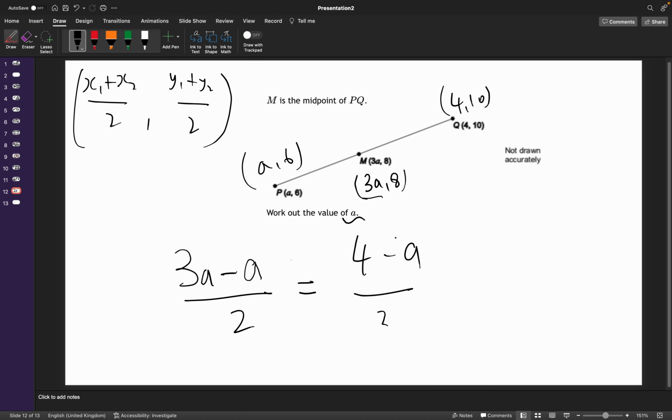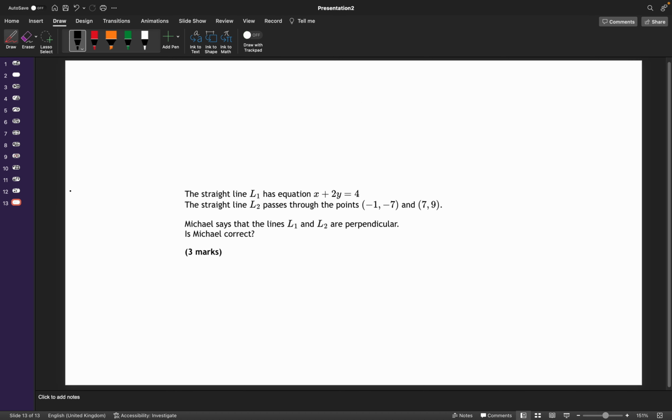3a minus a, 4 minus a. You know what, let's just come back to this question. I'll think about it and I'll come back to it. The straight line L1 has equation x plus 2y equals 4. So that's the equation of one line, x plus 2y equals 4.